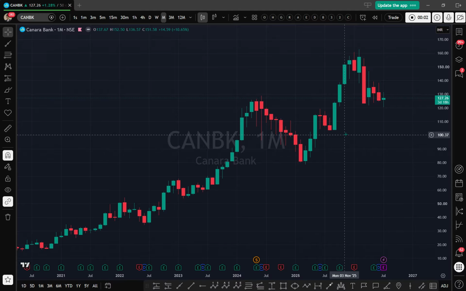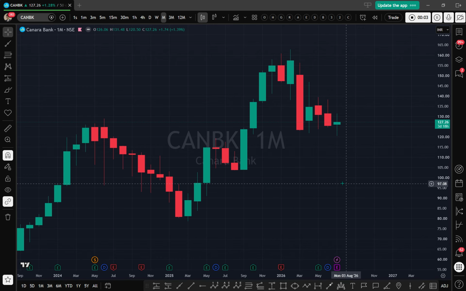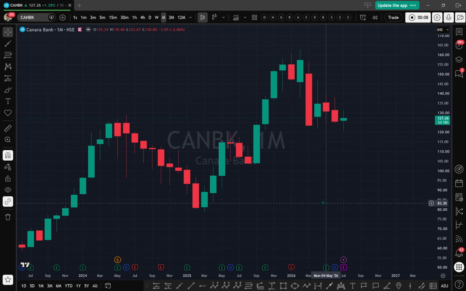Okay, let's take a look at Canara Bank. Firstly, let's plot some trend lines. And as always, we are going to start from our monthly time frame. Right now, in the monthly time frame, I can spot an inside candle, or a mother candle. Let me just mark it.